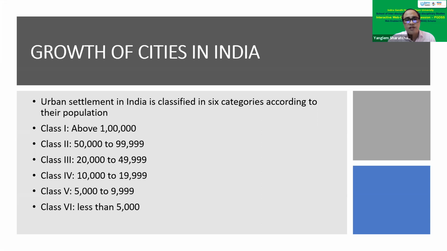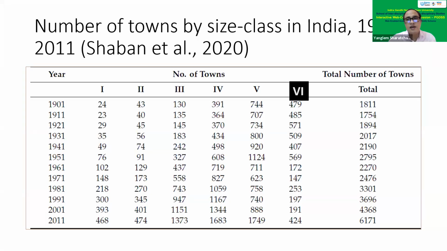So as per census, urban areas are classified into 6 classes. One is above 100,000, class 1, class 2, class 3, class 4, class 5, class 6. Less than 5,000 is class 6, right? So these are the classifications based on the census of India. You will see here the total number of towns from 1901 to 2011. In 1901, our total number of towns was 1,811. But today we have 6,171 total number of towns in India in 2011, right?